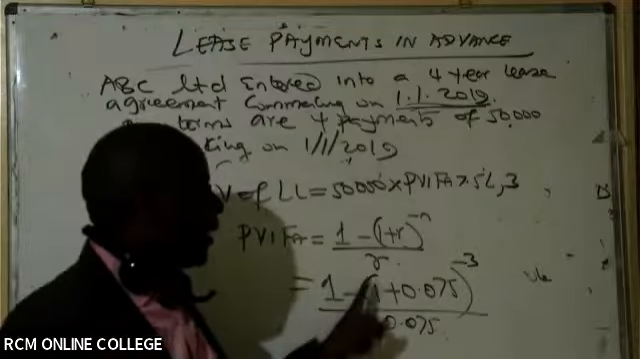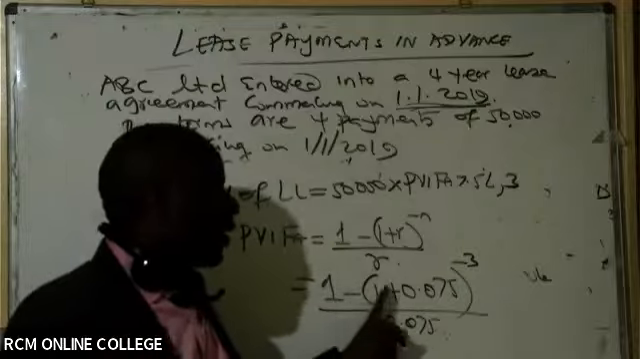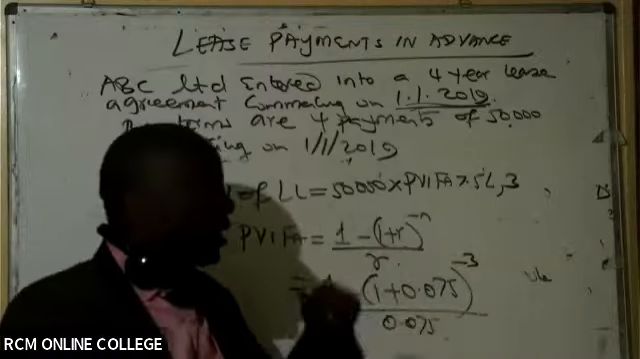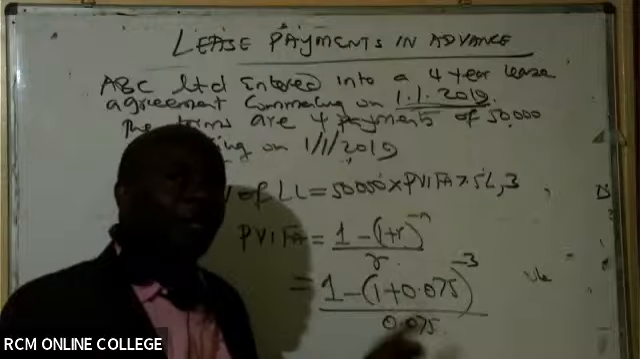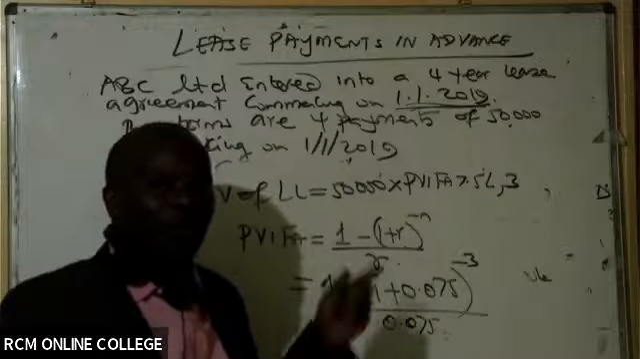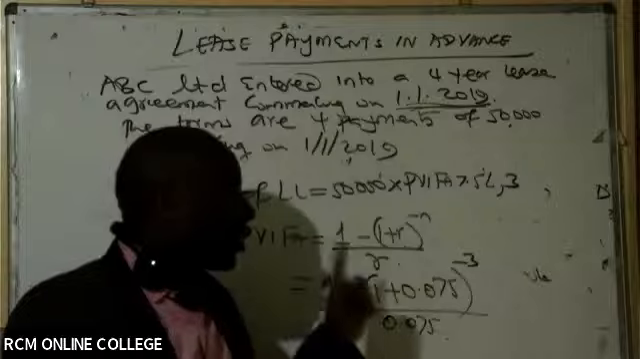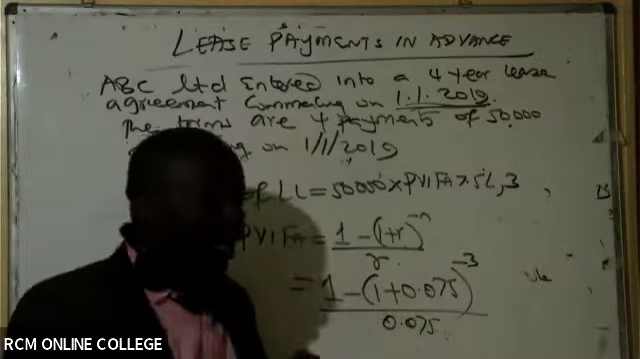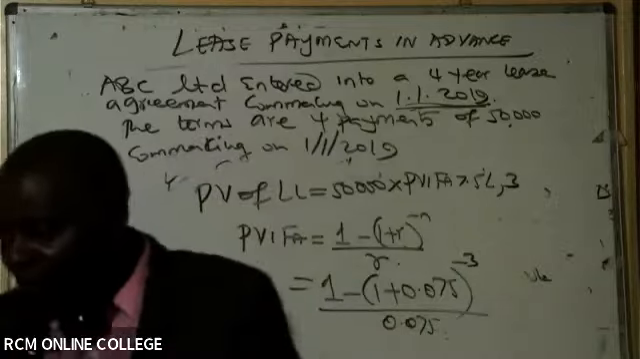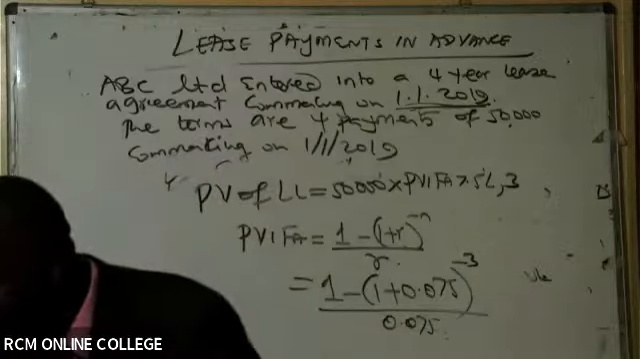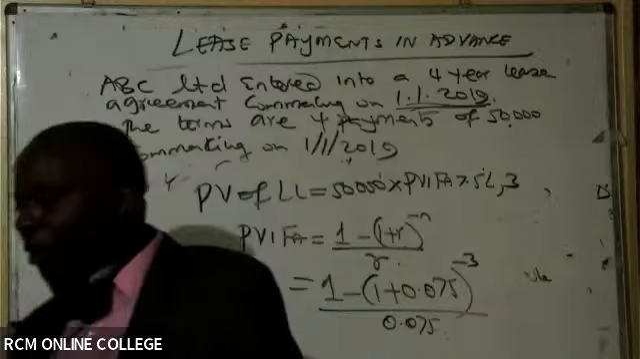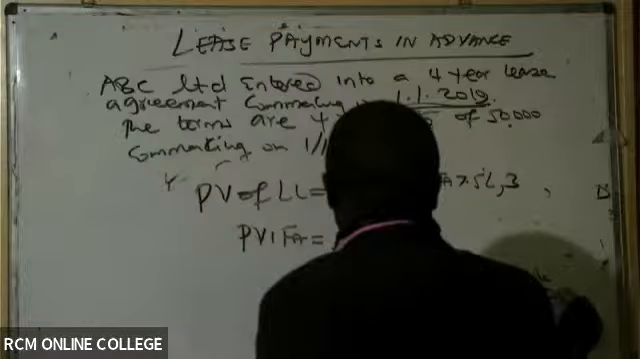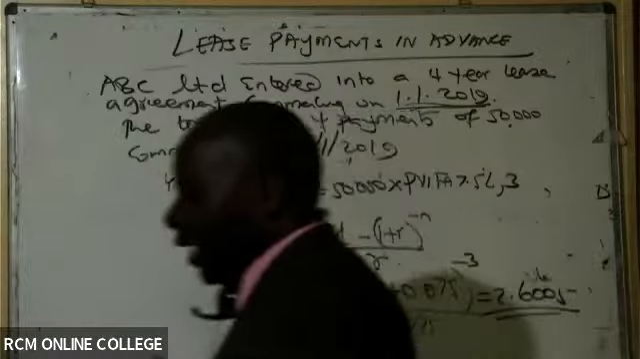Say 1 minus, into bracket, 1 plus this, close. Then you raise this to negative 3 and then you say equals. Whatever answer you get, you divide it by 0.075. So in this case, we're getting 2.6005, about 2.6. How I wish everybody was able to get this value.